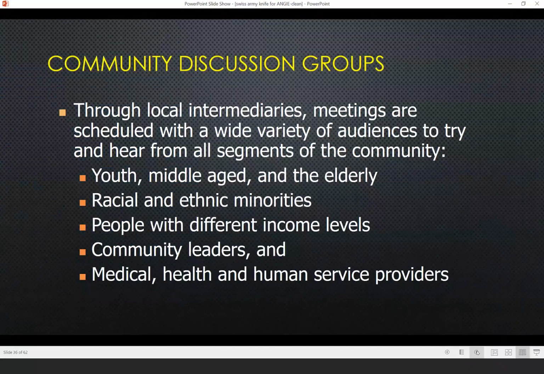So we do know that there are people who we're not going to hear from for a variety of reasons in the other sources, like a household survey or the secondary data, because they don't participate in the census or they're not comfortable answering some of these questions or they're just not as much on the grid. So we want to make sure that we think on the basis of age, race, ethnicity, people with different income levels, and other folks who we may not interact with as readily are represented in our community discussion groups.